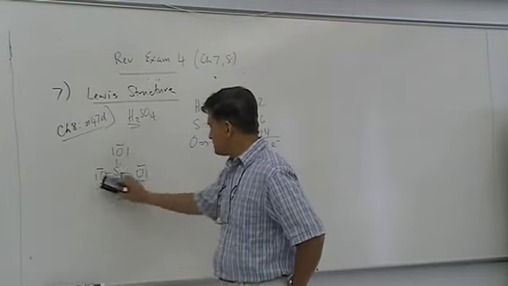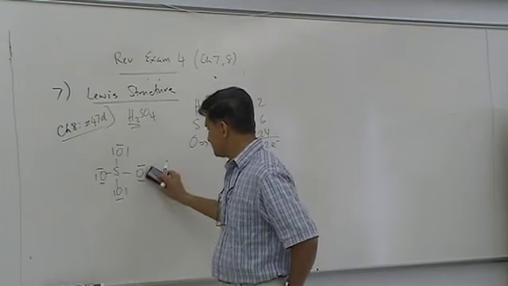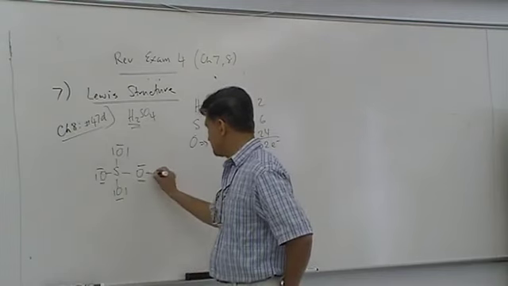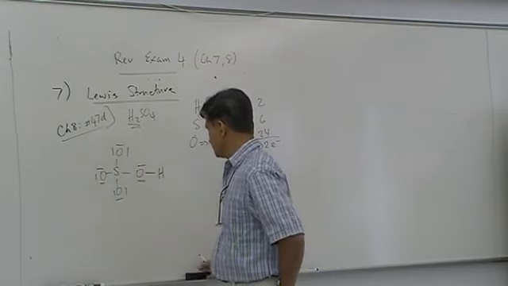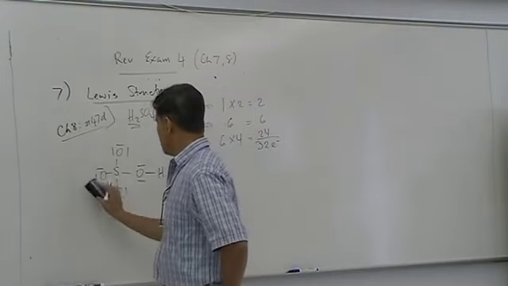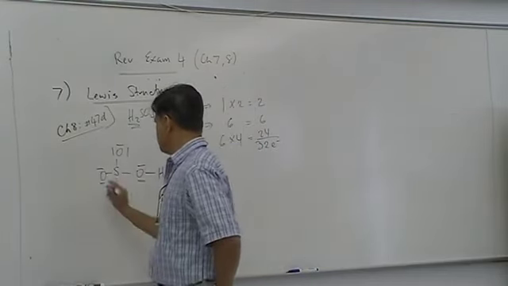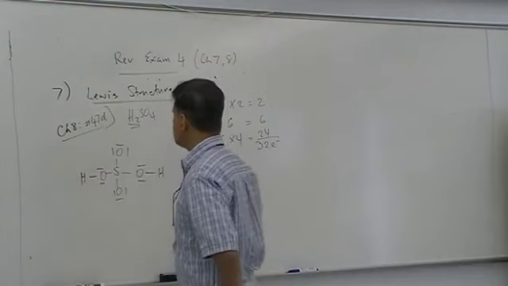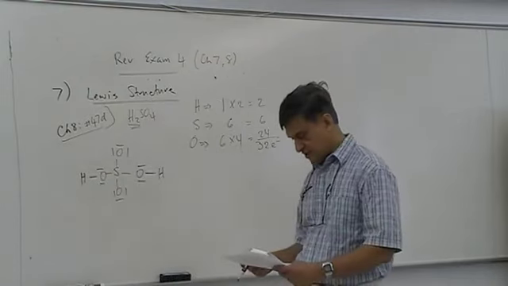You can pick any of these 2 oxygens. So if I pick this oxygen, we just write it down a little differently now. One oxygen here, and the other one I can pick here. And that's H2SO4, the Lewis structure for H2SO4.